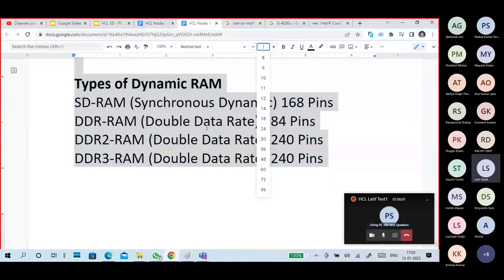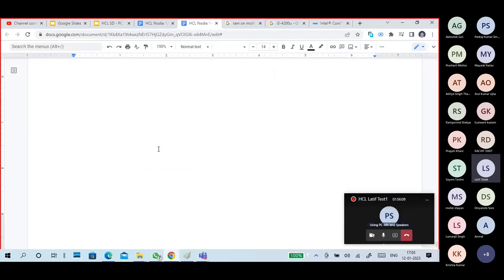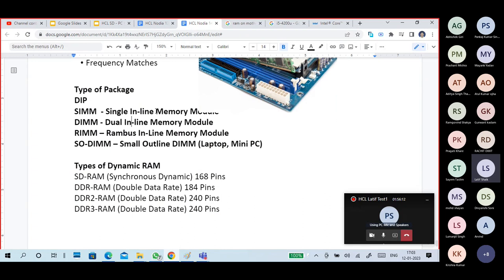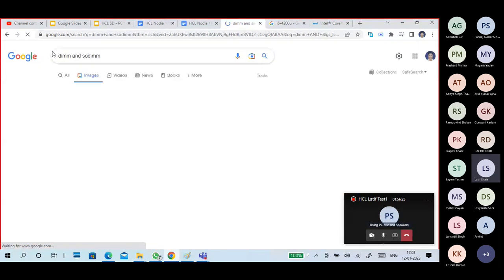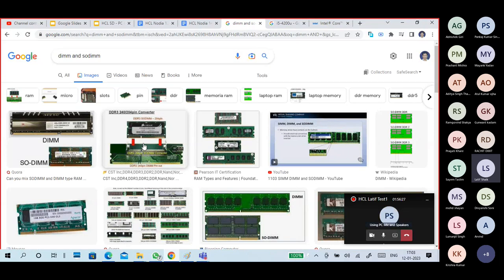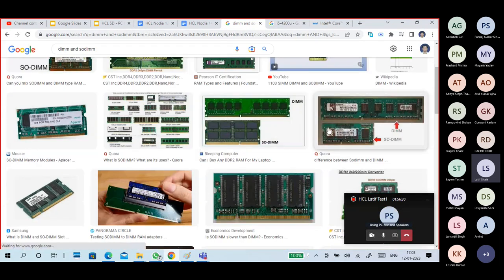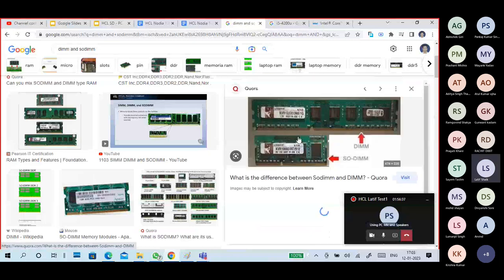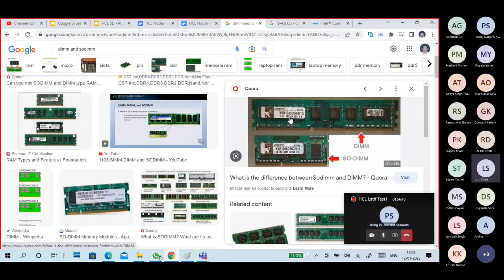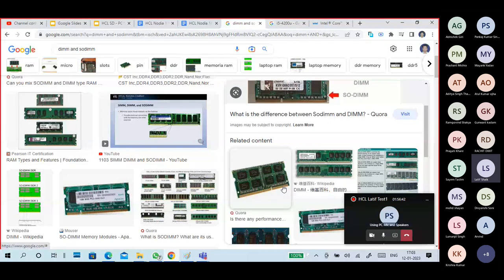SODIMM. If you have a laptop, it uses a SODIMM package, a small outline dual inline memory module. SODIMM RAMs are a little different from DIMM RAMs. SODIMM RAMs are for laptops. Okay, these are all for a laptop. This is a regular RAM and this is a SODIMM RAM.